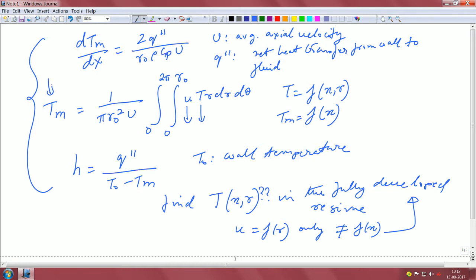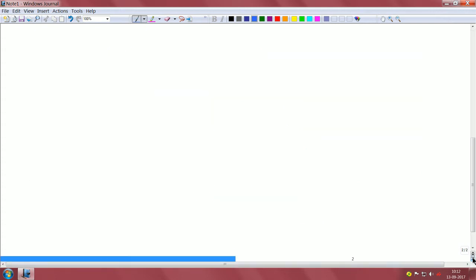Once we find Tm, the all important quantity once again is the heat transfer coefficient, which is a function of Tm in this particular case. So, all these things are coupled with each other. So, T is needed. Let us take the formulation based on a round pipe. So, our basic problem is therefore a round pipe.